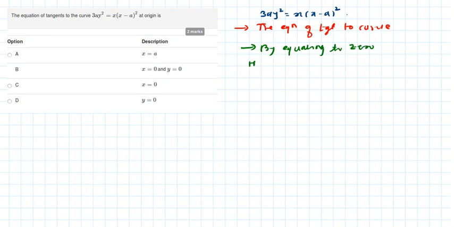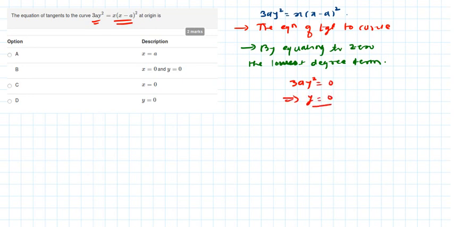the lowest degree term. If you observe in the given example, this term is of degree 3 and this term is of degree 2. So we need to equate the lowest degree term equal to 0. This will give you y equal to 0. So y equal to 0 will be the tangent to the given curve. So option D is the right answer.